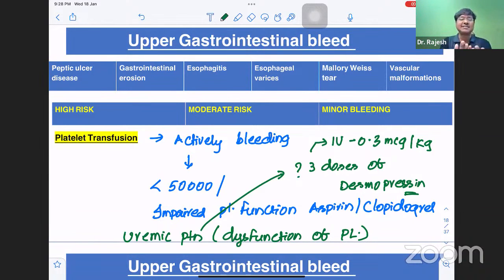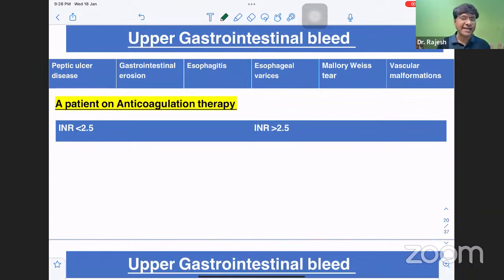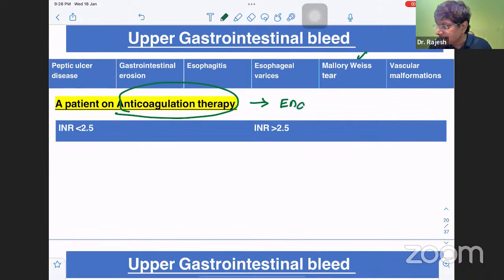Now, I will give you some other scenario with upper gastrointestinal bleed, right? The other scenario is the patient is having upper gastrointestinal bleed due to any of these etiologies, but that particular patient is on anticoagulation therapy. Will you do endoscopy or not is my question first. Will you do endoscopy or not? Is my first important question.